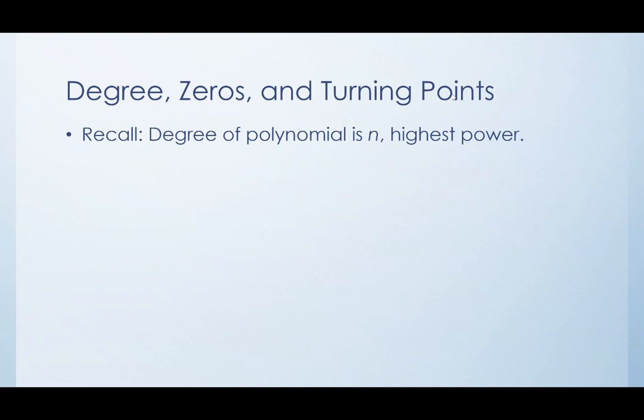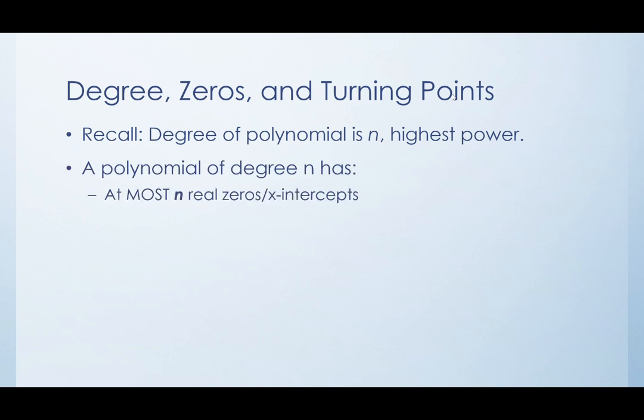All right, so just kind of summarizing what we know so far, right? We know that the degree of a polynomial is n, which is its highest power. And we know that a polynomial of degree n has at most n zeros, real zeros, or x-intercepts. We're going to talk about complex zeros later. And at most n minus 1 turning points.